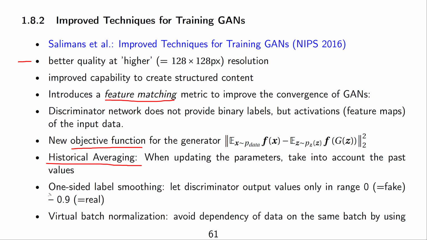Another idea is one-sided label smoothing, similar to label smoothing discussed before, just in a special case where the discriminator output targets values as 0.9 for real. There's also the idea of virtual batch normalization that avoids the dependency of data on the same batch and reduces this dependency. For details of all these techniques, I would refer to the paper.